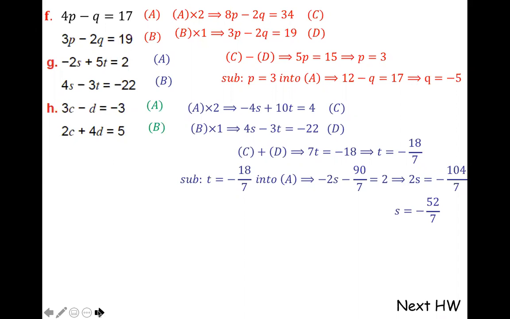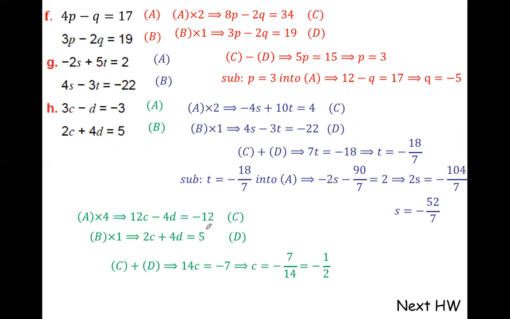Okay. Yes. And for the last one from that list, I'm going to time the top by 4 and keep the bottom B the same. So D is just B. And then I'm going to add them together. 12c plus 2c is going to give me 14c, and -12 plus 5 is -7. So again, 14c equal -7, divide by 14 both sides, but you need to keep going because 14 is a multiple of 7. So that means I can divide both the top and the bottom by 7. And this is your simplified answer for C.